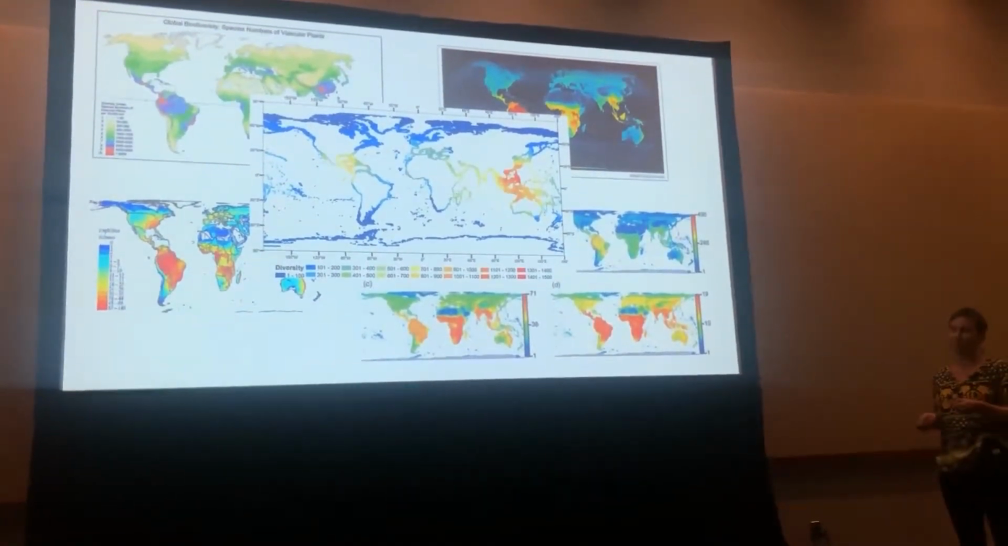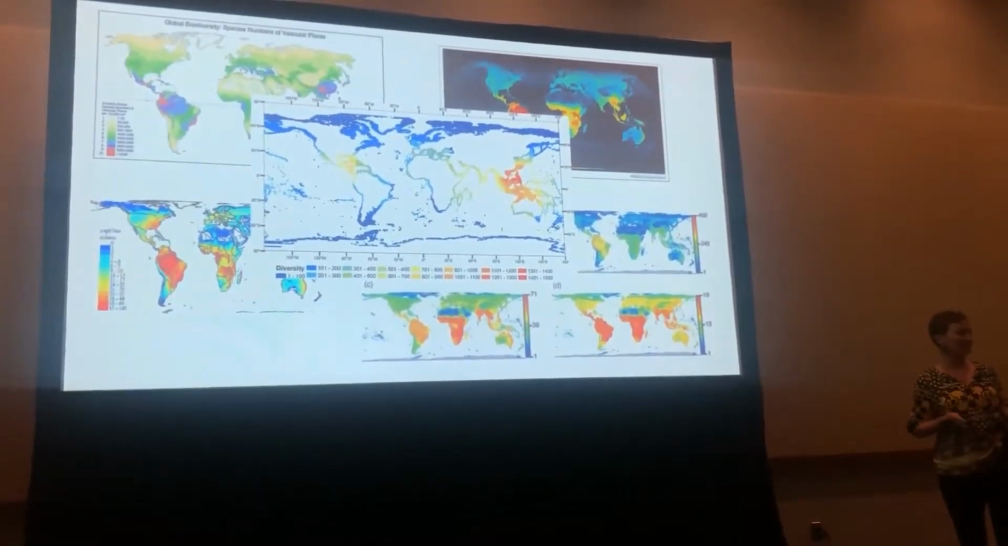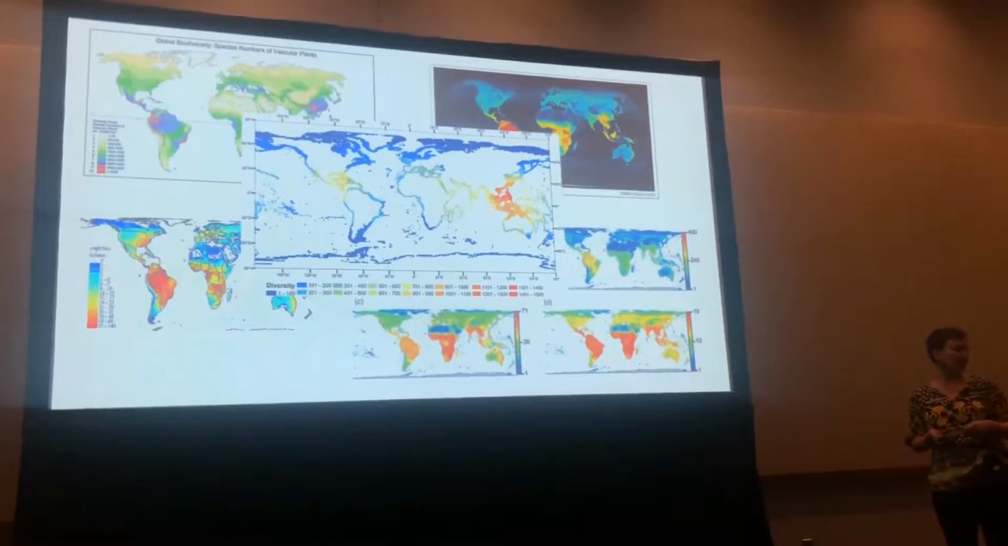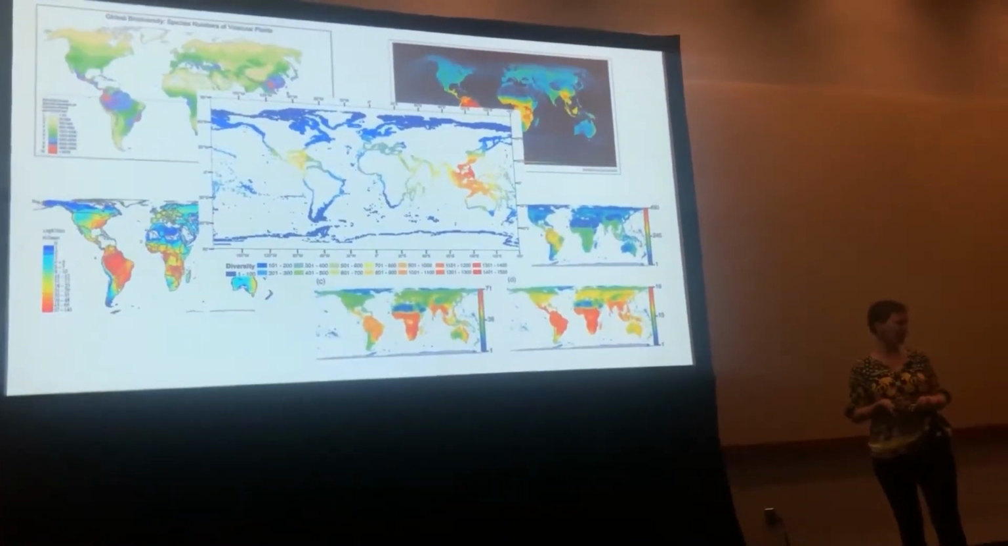And again, based on these maps and many, many studies, this has been demonstrated in many, many different groups of organisms, but not lichens, at least not at a very large scale. So that is what I set out to do.